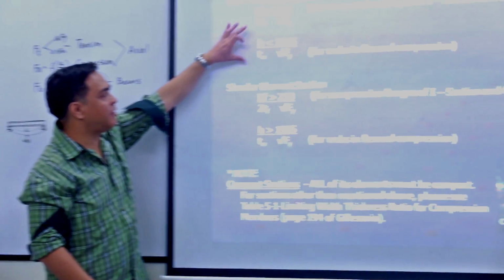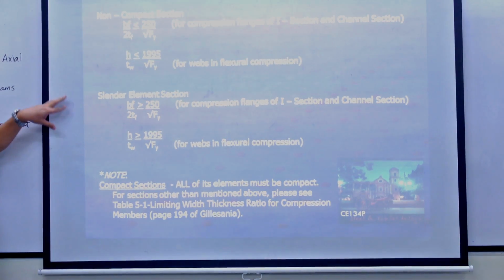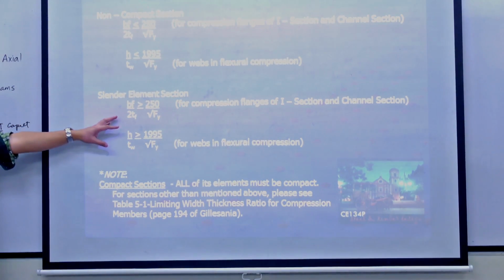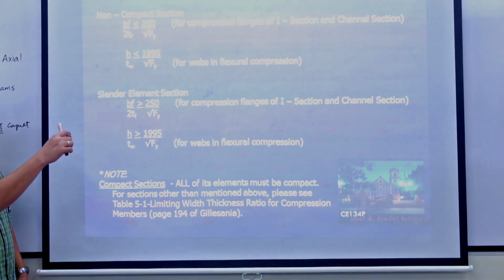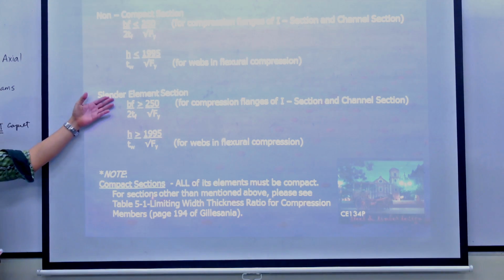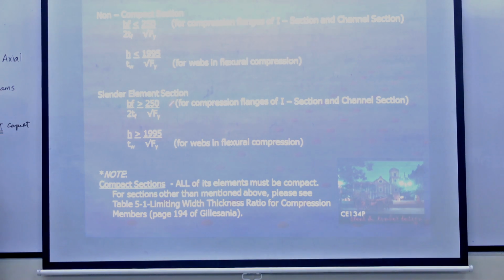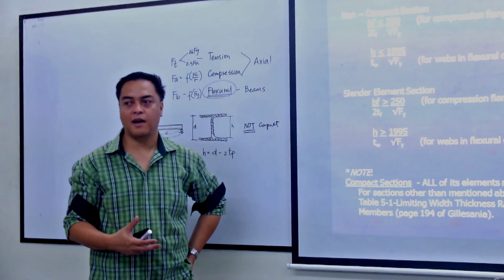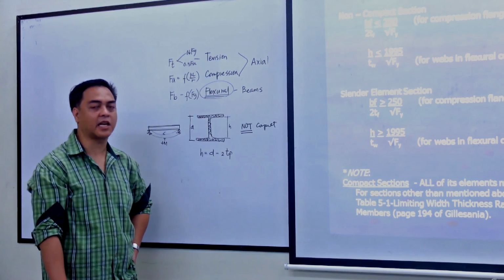Now, if one of these or both of these are not satisfied, automatically the section will fall under slender element section. Okay, so that will be possible whenever this becomes greater than, of course, this will fall under slender element section. Again, when the section is said to be a slender element section, we discourage the use of that type of cross section. So we have to improve, we have to replace the section. Right? So that is how we check the compactness of steel sections.